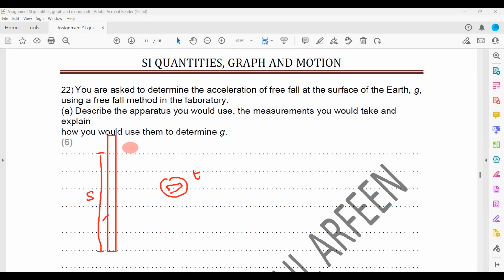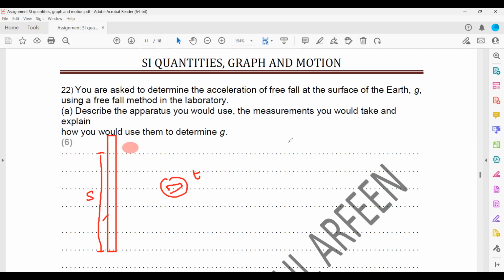So we'll place the meter rule exactly vertical and determine the distance from which the ball is being dropped. And the moment we drop the ball, we'll start the timer. And once it hits the ground, we'll stop the timer. And then we'll change, because whenever an experiment is done, we must repeat the experiment. So we'll repeat with different positions. We'll drop the ball from different positions.